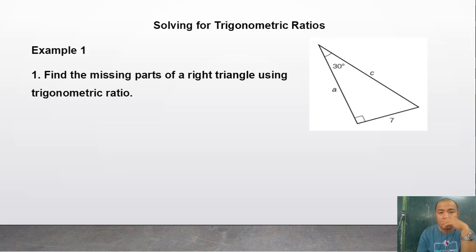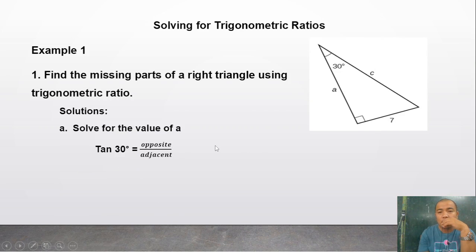Okay, find the missing parts of a right triangle using trigonometric ratio. Our given angle here is 30 degrees. That means 7 is the opposite side. Find side A. To solve for the value of A, we're going to use tangent. Why? Because 7 and A are the opposite and adjacent sides. Tangent 30 degrees is opposite over adjacent. Tangent 30 is 0.58, equal to 7 over A. Then, cross multiply.